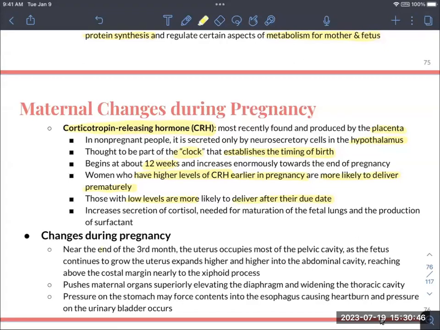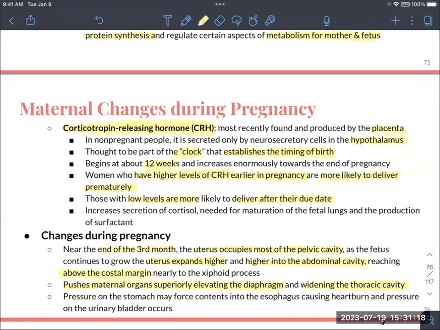So at the end of that 3rd month, the uterus takes up most of that pelvic cavity. That fetus is continuing to grow. The uterus continues to expand up higher into that abdominal cavity. It reaches all the way up to the ribs, that costal margin. So all of those maternal organs get pushed up, elevating that diaphragm up. It widens that thoracic cavity even.